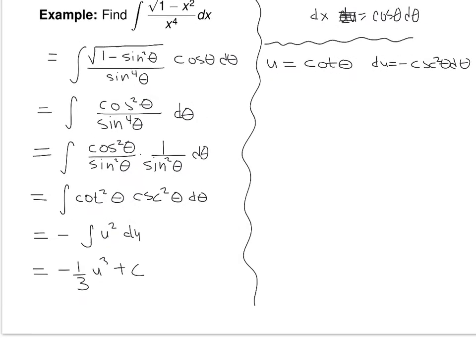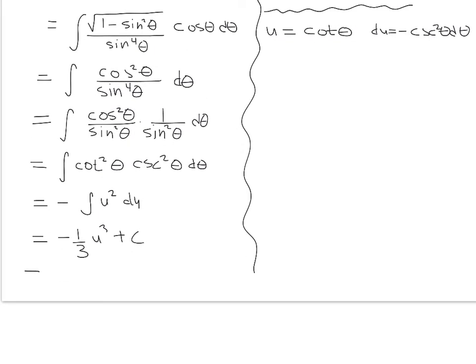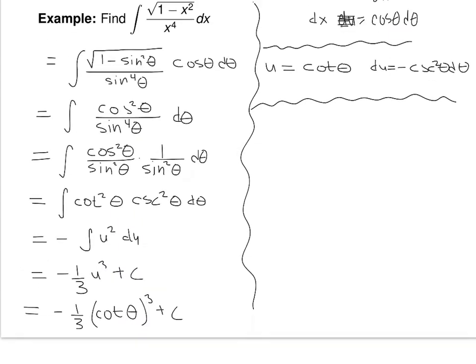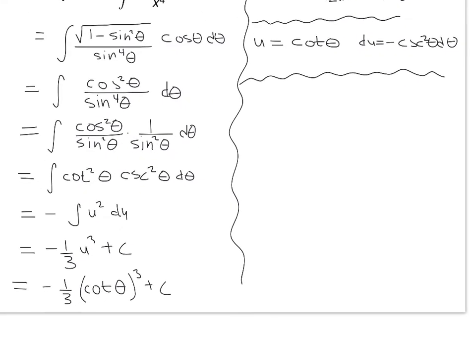So next, input what u is. So we'll have negative 1/3 cotangent of theta to the third power plus c. And then your original substitution said that, let's look at it, x equaled sine theta. So x over 1 equals sine of theta. So in your right triangle, okay, the opposite side is x, the hypotenuse is 1, the adjacent side is root 1 minus x squared.